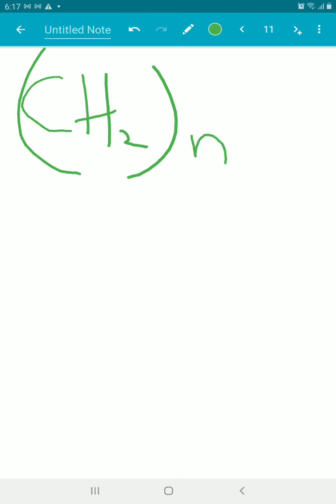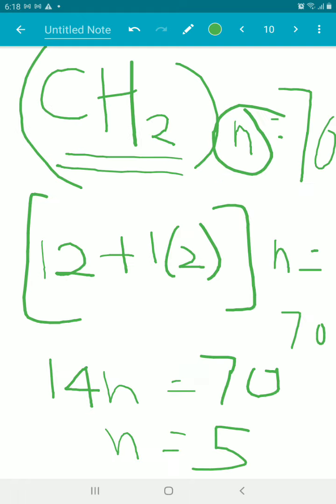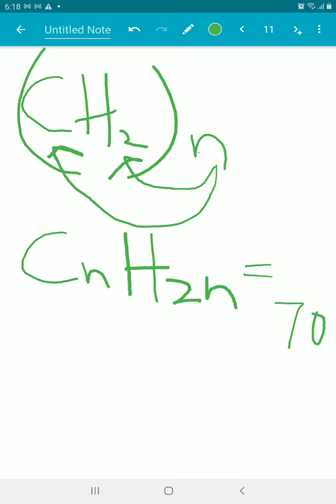(CH2)n. Then you expand this one first. You expand with n times C and H2, so Cn H2n. You expand first. So C times n is Cn, H2 times n is H2n, equals the RMM, 70. From this one, equals 70.